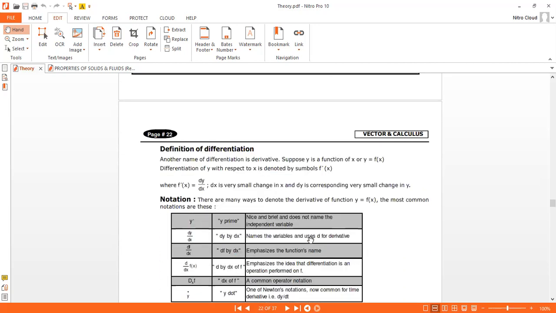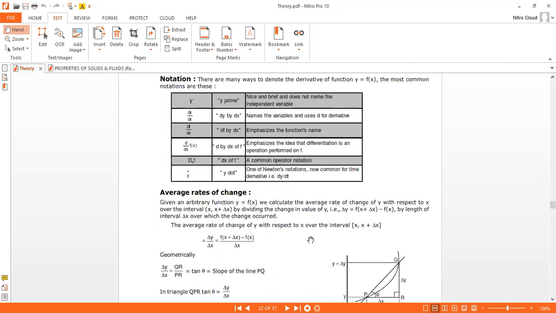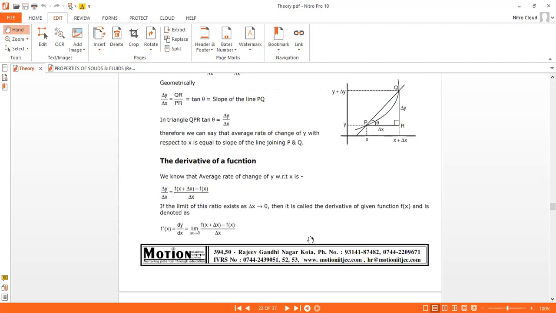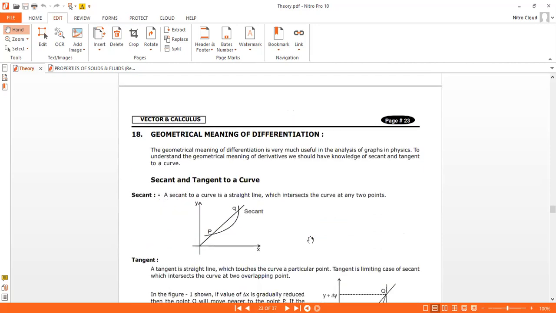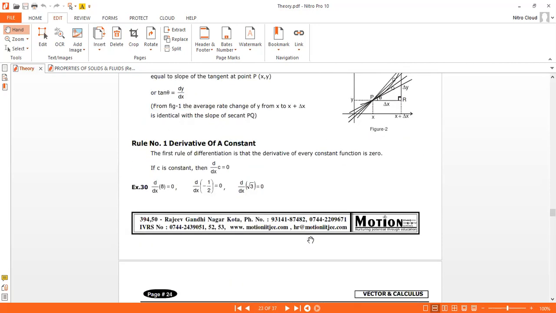Okay, sir. This document also I'll share with you. Okay, this derivative of function, this meaning, and they gave examples.